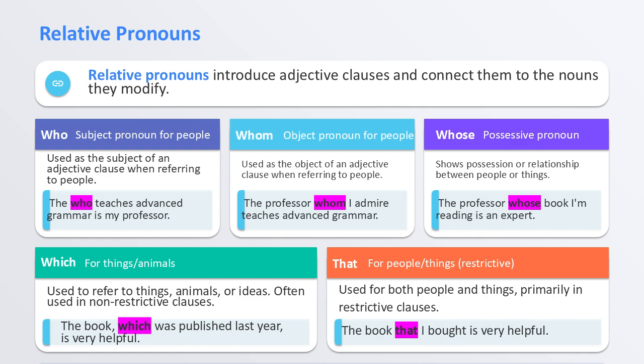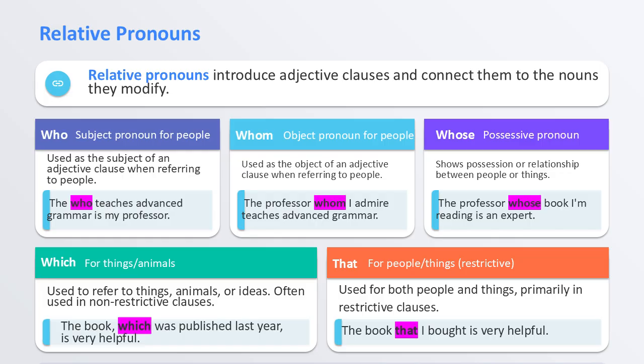Adjective clauses begin with relative pronouns. These pronouns connect the clause to the noun. Here are the most common ones. Who, subject for people. Whom, object for people. Whose shows possession. Which refers to things or animals, especially in non-restrictive clauses. That is used for people and things, mostly in restrictive clauses.